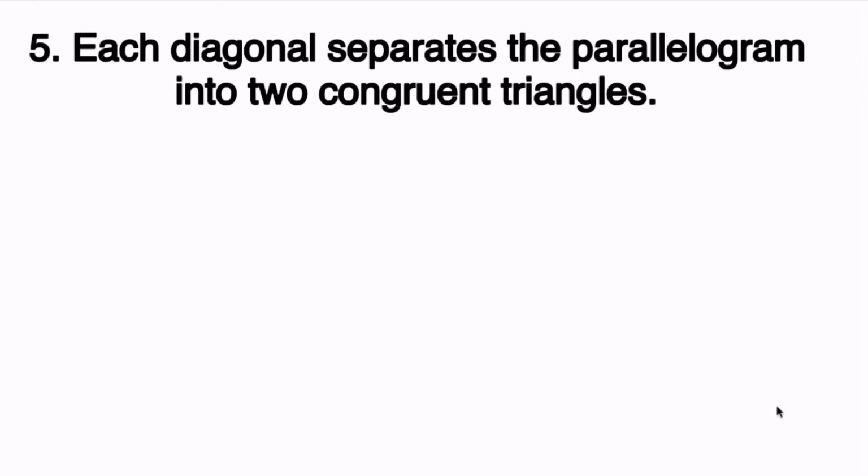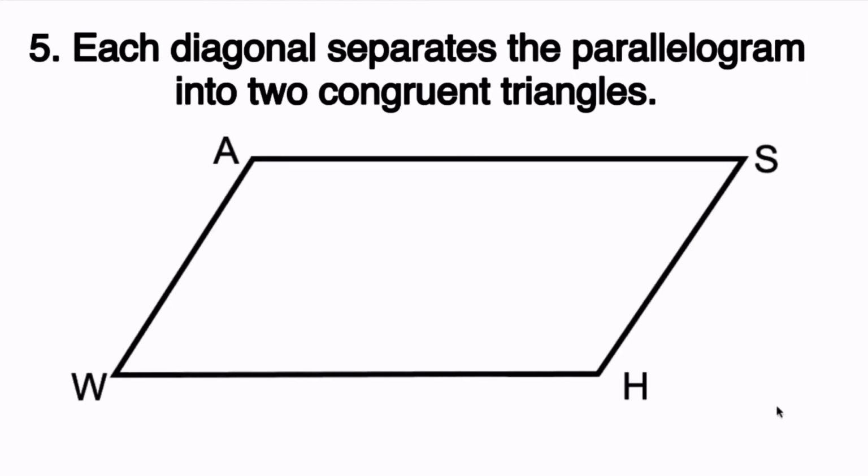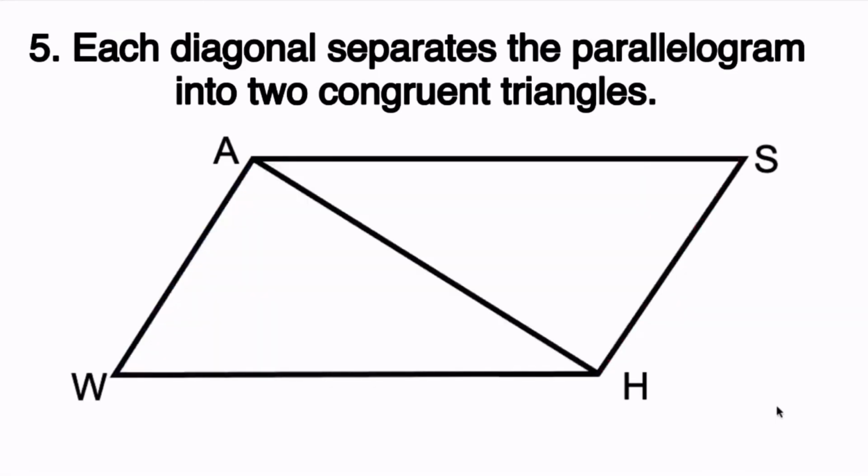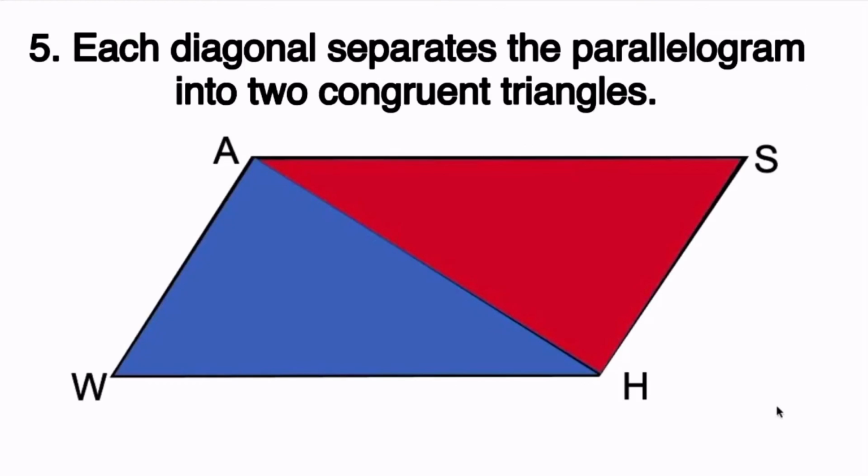Nandito na tayo sa ikalimang property. The diagonal of parallelogram separates the parallelogram into two congruent triangles. So kung meron tayong parallelogram WASH, i-drawing natin ang diagonal AH o segment AH. May mapubuo tayong dalawang triangles. Ito sila. Ano ba ang kinalaman ng dalawang triangles sa isa't isa? Ang dalawang triangles ay congruent o magkasukat. So dito, triangle WAH is congruent to triangle SHA.